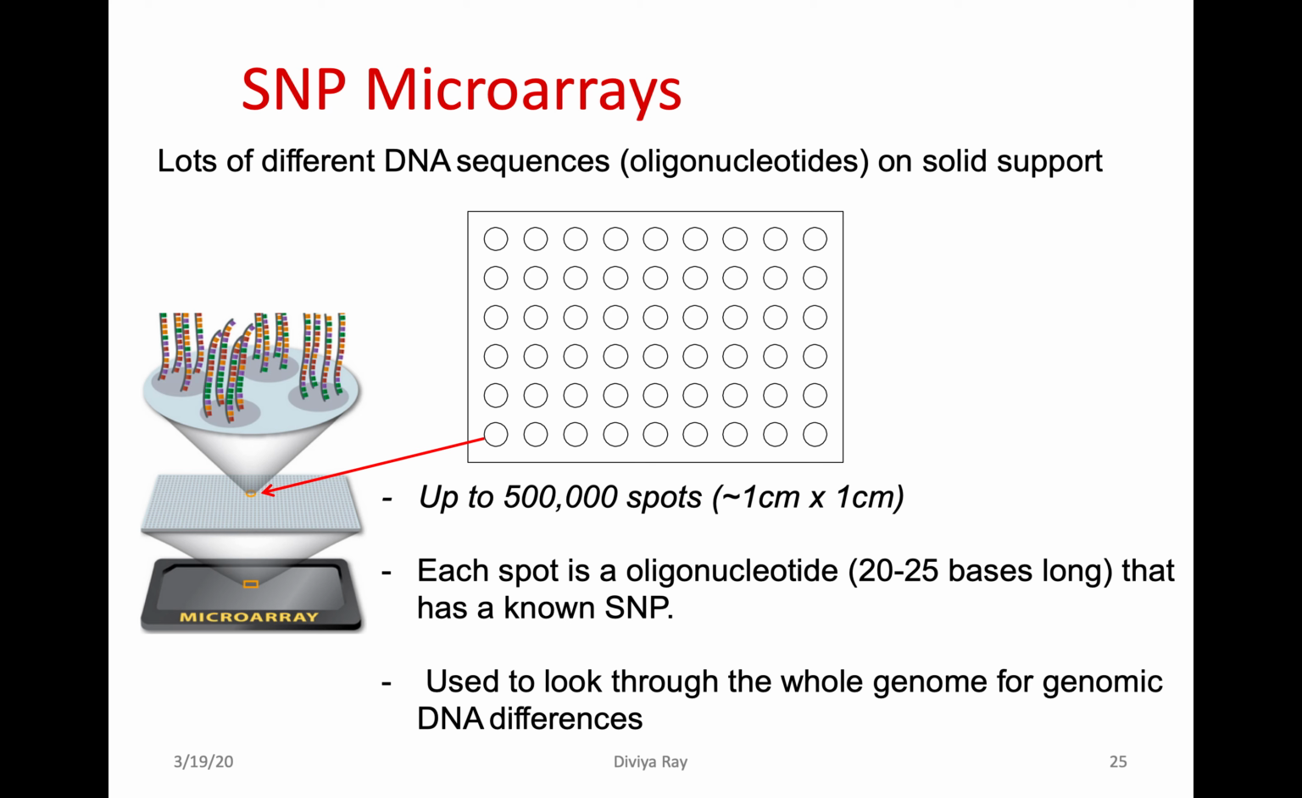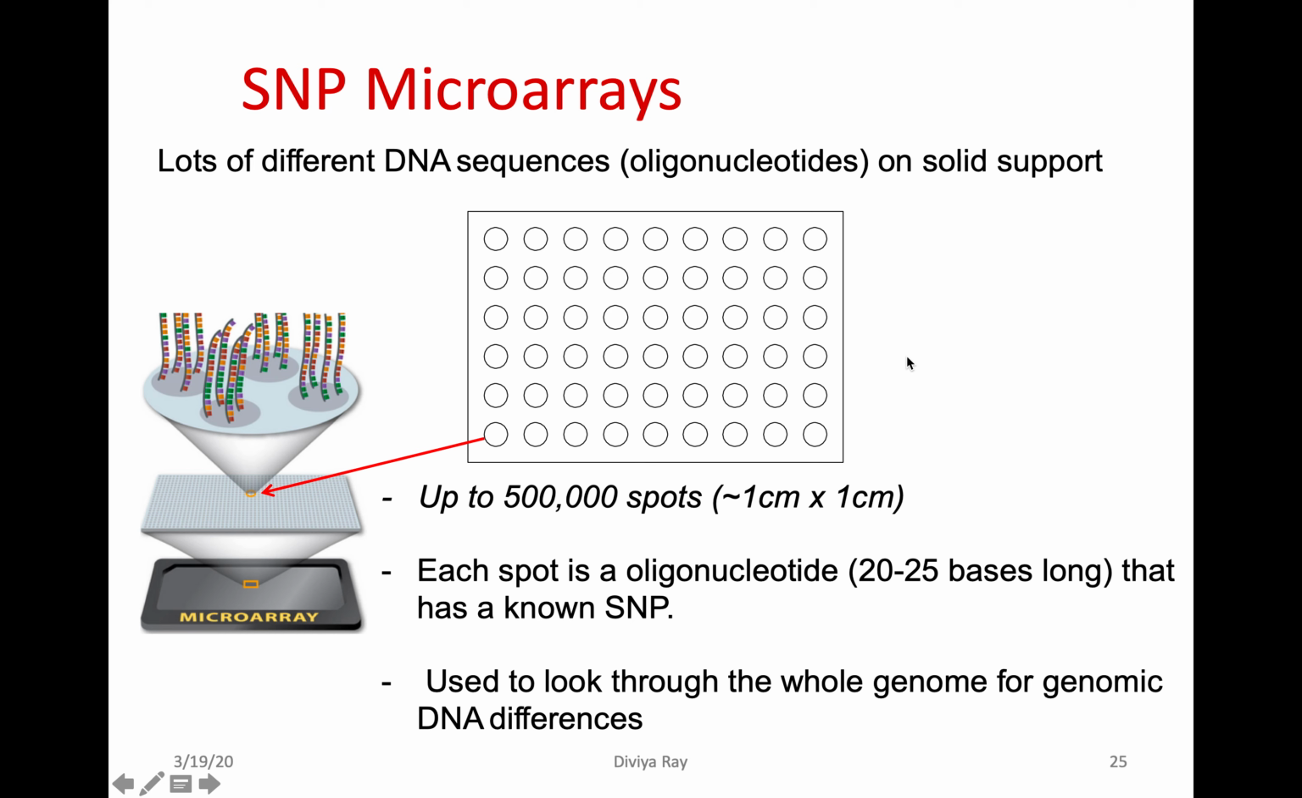Okay, how can you detect SNPs? The easiest is you can simply sequence the genome, but you can also do so by doing a SNP microarray. This is a small chip of about 1 centimeter square in size, and it has thousands of these spots. Each spot represents multiple copies of oligonucleotides, which are about 20 to 25 bases long, and each oligonucleotide has a specific SNP.